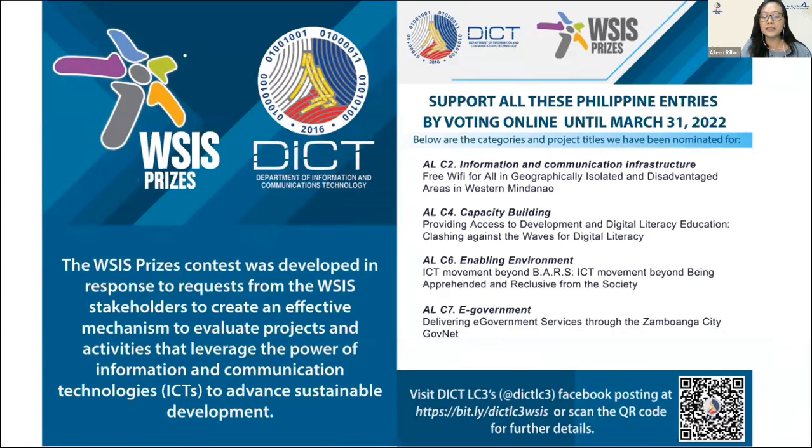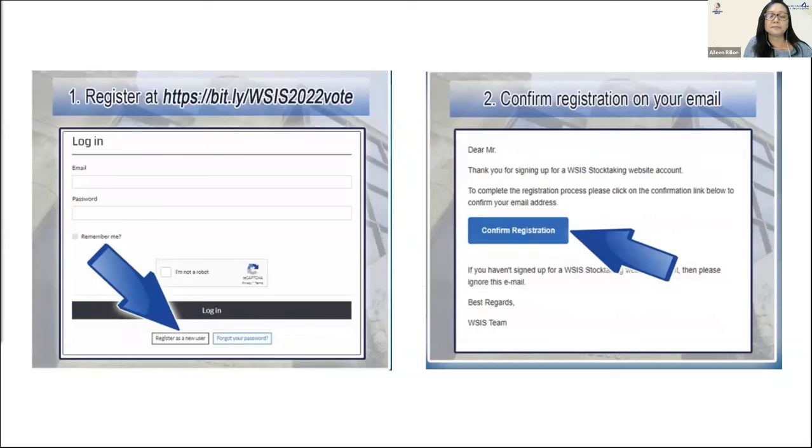Another project is on ICT movement beyond bars. That's ICT movement beyond being apprehended and excluded from the society. And the last project is delivering e-government services through Zamboanga City GovNet. For you to be able to vote, you just have to go to https bit.ly /WSIS 2022 vote. You can see it on the screen, the ways on how you're going to vote. Please support our entries to the WSIS.